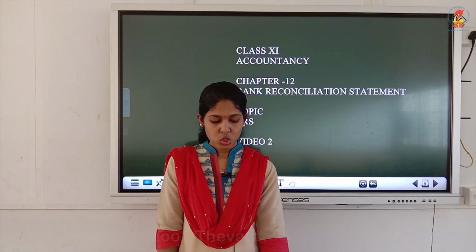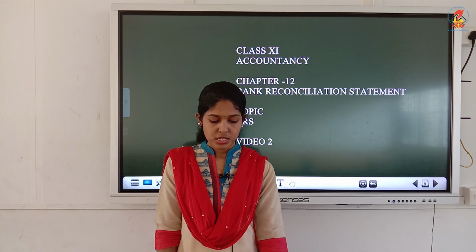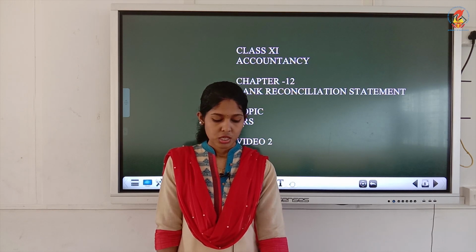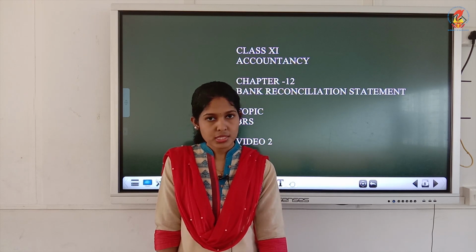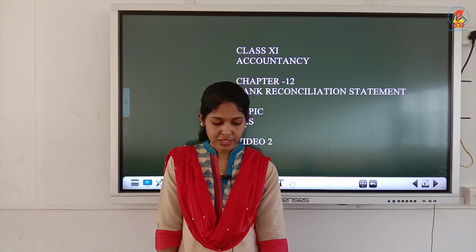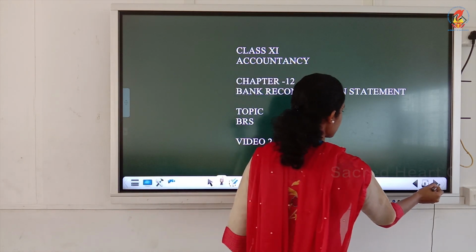On 31st March, cash book of Mahesh showed debit bank balance of 75,000. This is the bank balance of cash book. So, we are starting with balance as per cash book, 75,000 is given. Okay, we will draw the format and then we will go through the items.